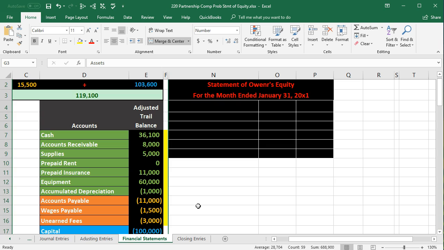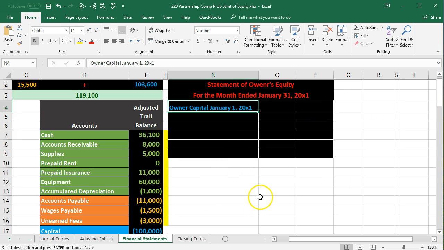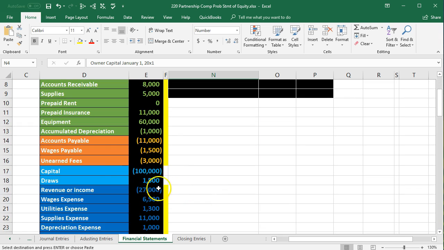That'll work. So the statement of equity, what we're going to do is start with our capital account. Now remember, the equity section really on the balance sheet was just capital, that's it. That's going to be our ending number. We're trying to get to ending capital. So we're going to start with beginning capital.